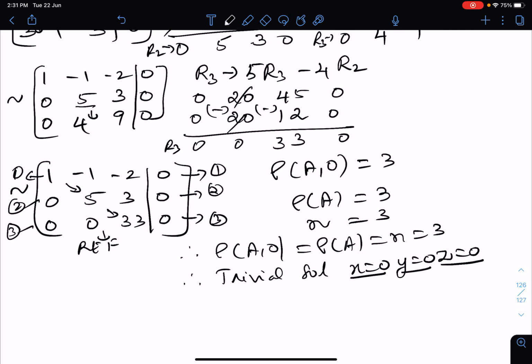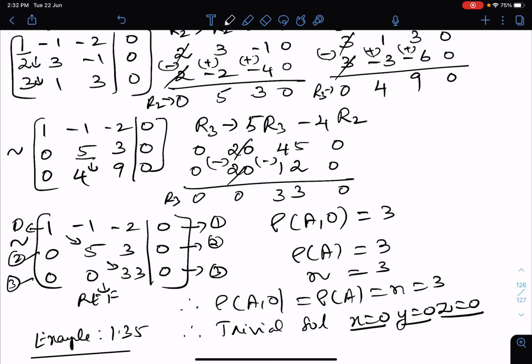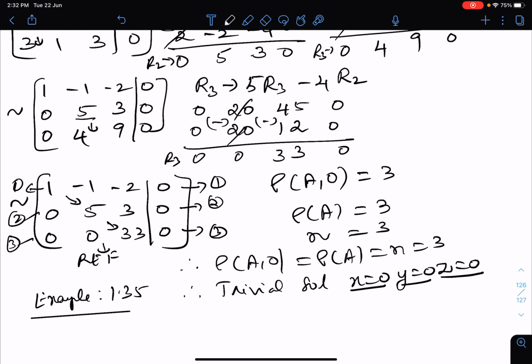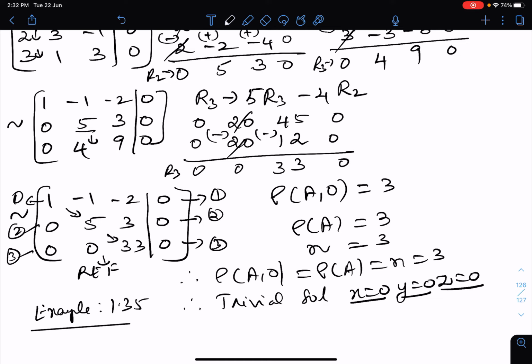In the same way, you can also practice this same model sum, Example 1.35, which is also the same. Rank of [A, O] equals rank of A equals n equals 3. Therefore both sums are of the same model. If you practice these two, you will get used to the steps. It's very easy, as you have done in the last exercise: in row echelon form, you reduce the elements below the principal diagonal to 0 and then count the number of non-zero rows to find the rank.